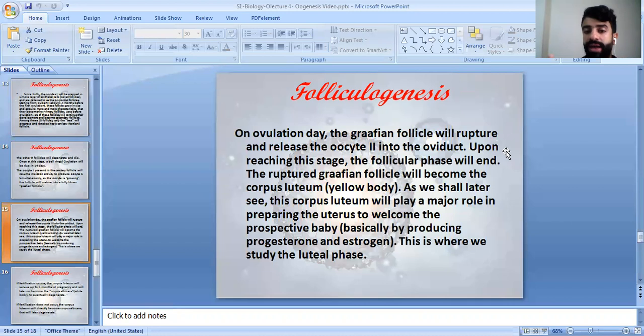The ruptured follicle will become what's known as the yellow body, or the corpus luteum. This corpus luteum, as we'll know later in chapter 15, has an important role in preparing the uterus to welcome the baby. So it's preparing the uterus to welcome the pregnancy by releasing 2 of the most important hormones for the female, estrogen and progesterone. We talk about that in the lesson about the female and male reproductive system. This is where we studied the luteal phase. Luteal phase is where it occurs.